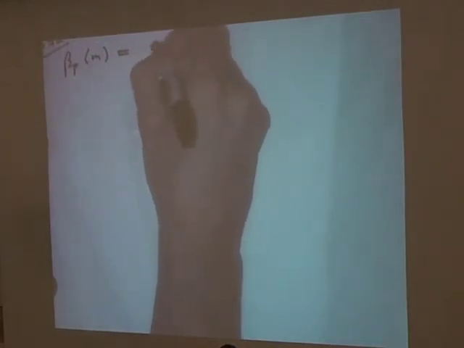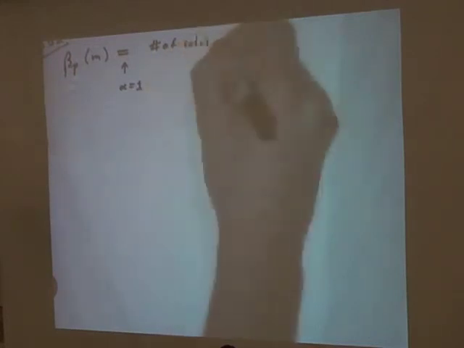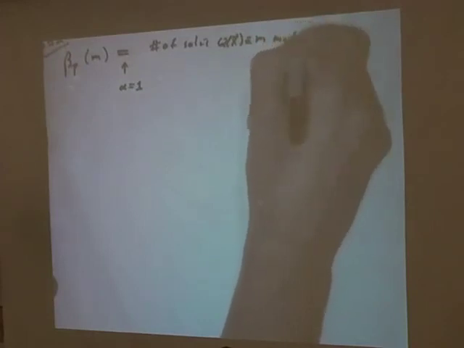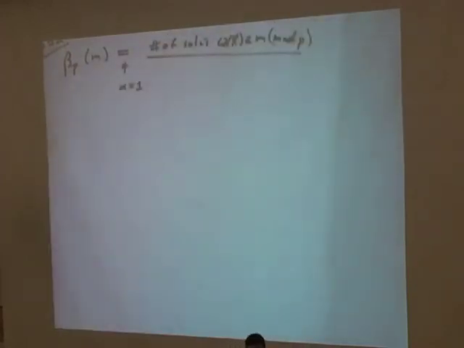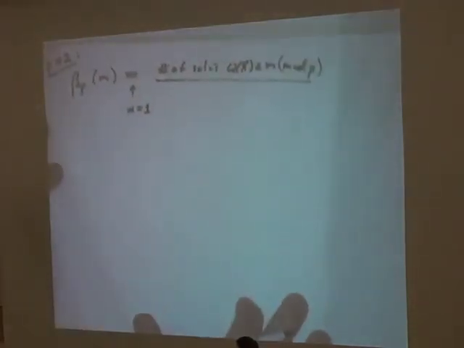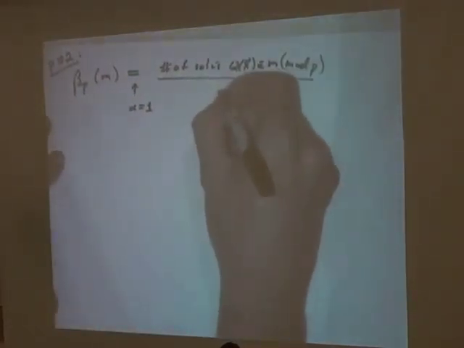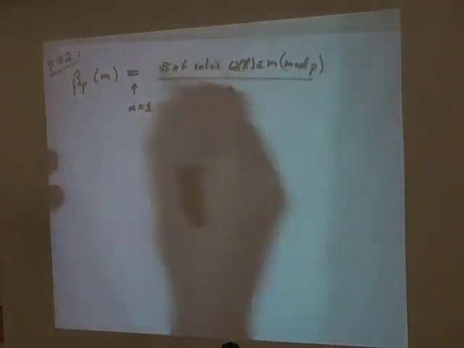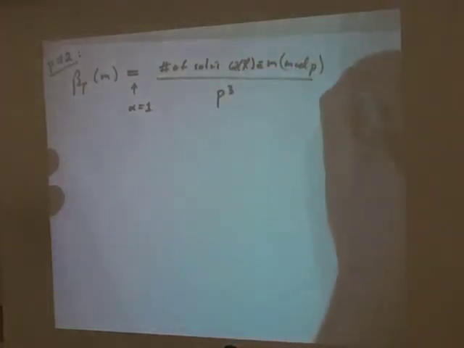At some prime place, beta p of m, and let's say p is not equal to 2, because 2 is a little bit special, then this is equal to the number of solutions. So here we can take alpha to be equal to 1. This is the number of solutions of Q of x congruent to m mod p over the expected number of solutions, which is p cubed. And you can work out what this is by a Gauss sum. It's not a very hard computation to work out the number of solutions.